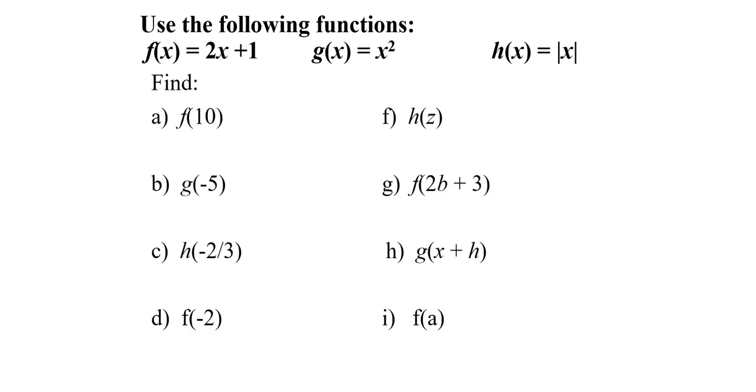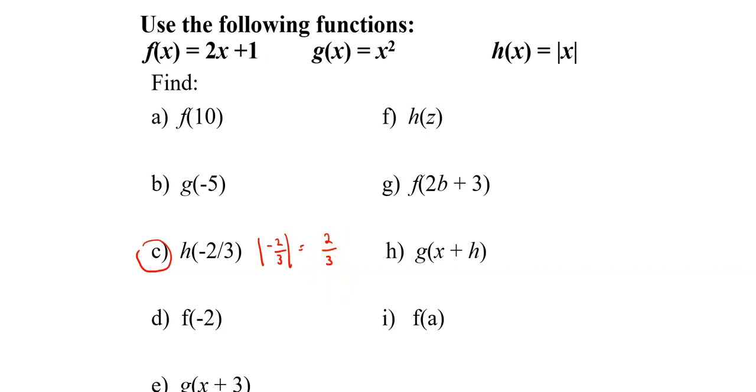Hey, just a couple of things to look at on this slide. Notice I've got three functions, f of x, g of x, h of x. H of x is the absolute value of x. Whatever number we put in, the answer will come out as 0 or a number greater than 0. For example, h of negative 2/3 is letter c. This says take the absolute value of negative 2/3, which is 2/3.